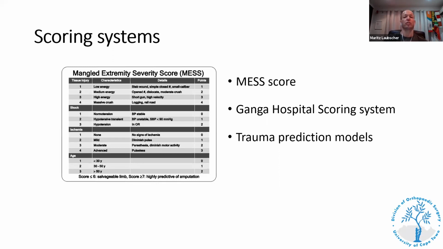The Ganga Hospital scoring system is more useful. We'll discuss that shortly. And there are also some trauma prediction models available online, similar to prediction models for metastatic bone disease, where you can enter some parameters. But once again, it's quite good at predicting short-term limb survival, but not long-term successful limb reconstruction.